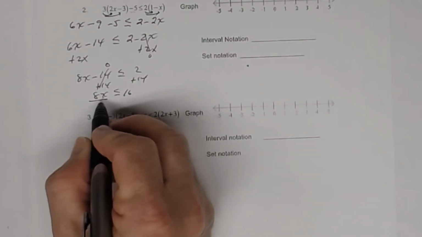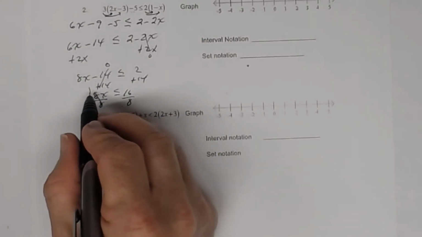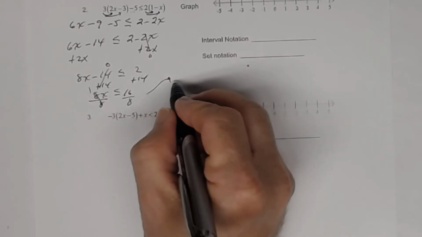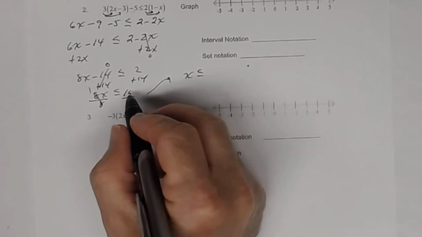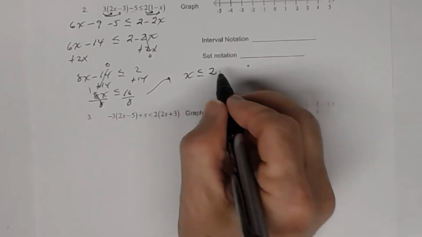To get x by itself, we're going to divide both sides by 8. These 8's divide out. 8 divided by 8 is 1. 1 times x is x. We're going to put that here. So x is less than or equal to, and 16 divided by 8 is a very nice integer 2.